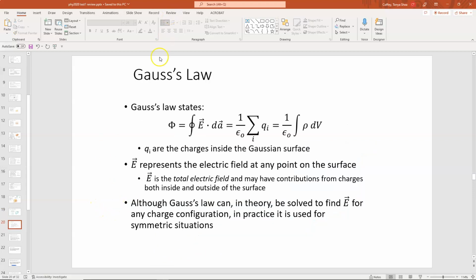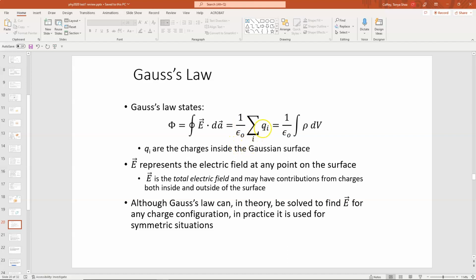Now, the idea behind Gauss's law is that there's not going to be any net electric flux from a surface unless there's an enclosed charge, okay? So you have to have a charge enclosed by a surface to have a net electric flux. Otherwise, what goes in comes out, okay? All right, now, Gauss's law states that the net electric flux is equal to the integral over the closed surface of E dot dA, and then that's going to equal the net charge enclosed by that surface, the sum over all charges Q_i, divided by epsilon naught.